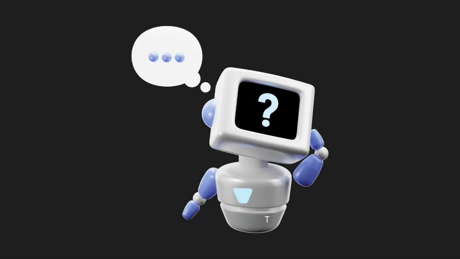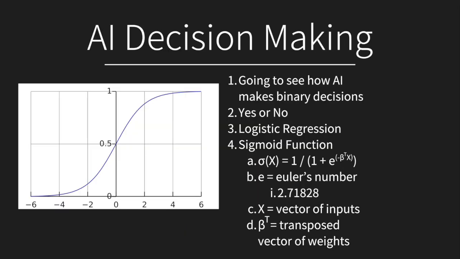It's crazy. So the question is, how does AI make decisions? And that's what we're going to focus on in this video. Now, the simplest type of decision is a binary decision, yes or no, and that's what we're going to focus on here. We're going to see how AI makes these simple yes or no decisions. And again, it all comes down to math.